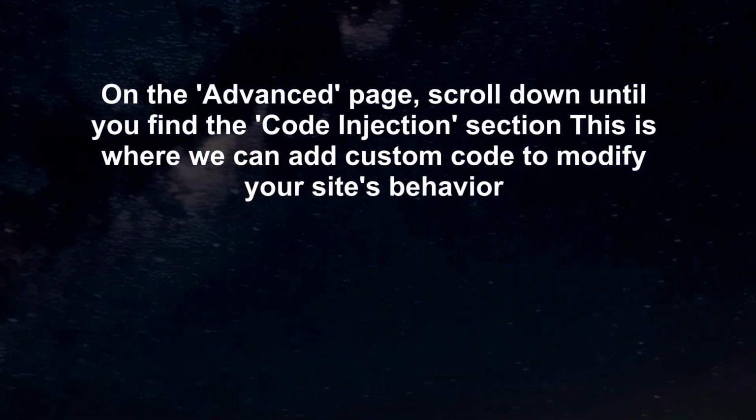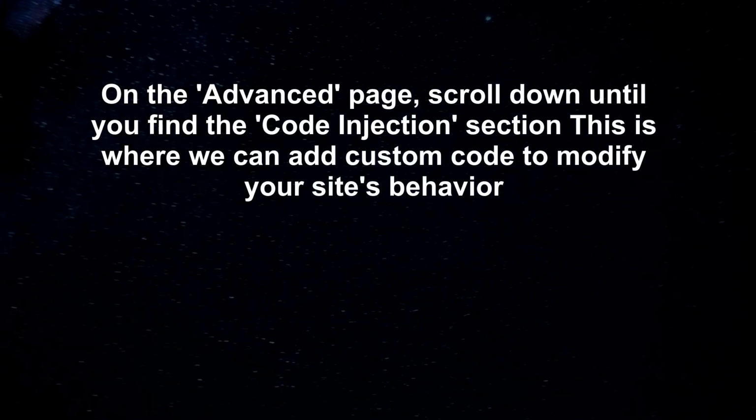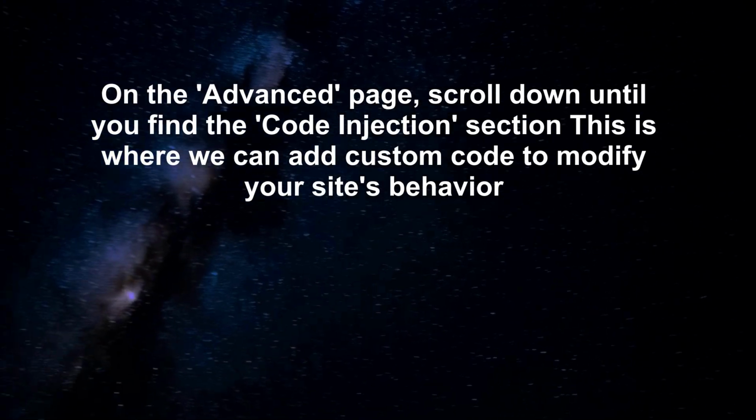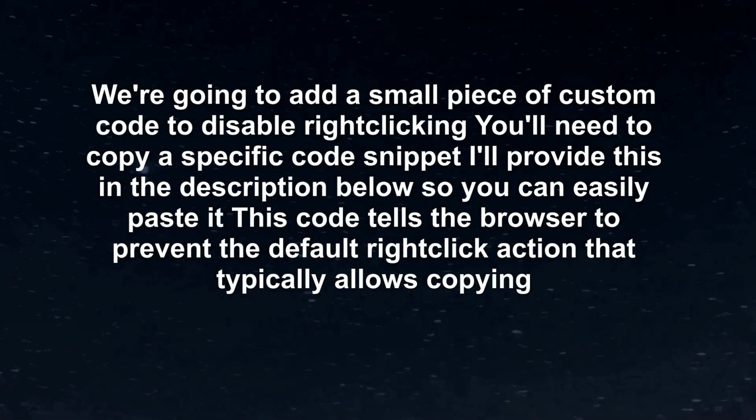On the Advanced page, scroll down until you find the Code Injection section. This is where we can add custom code to modify your site's behavior. We're going to add a small piece of custom code to disable right-clicking.